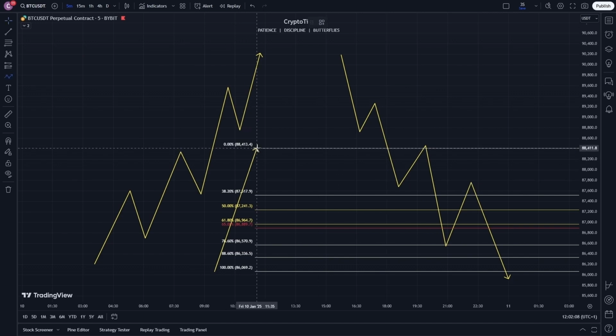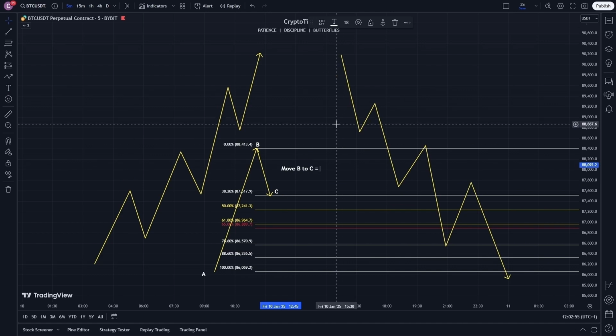So if price retraces into the 0.382, for example, that means price has retraced 38.2% of the total initial move. So if this is A, we call this B, for example, and then here C, that means the move from B to C equals 38.2% of the move from A to B.